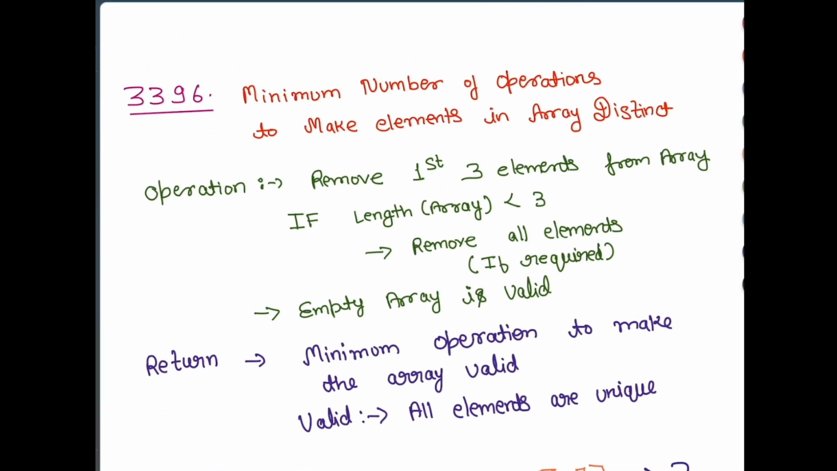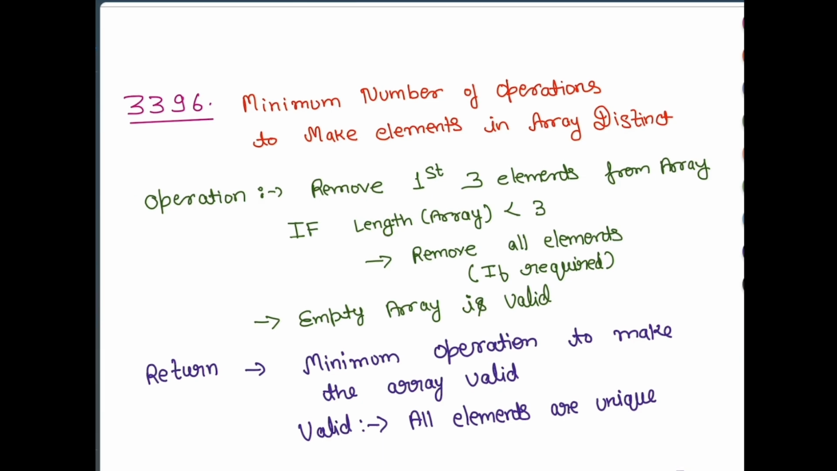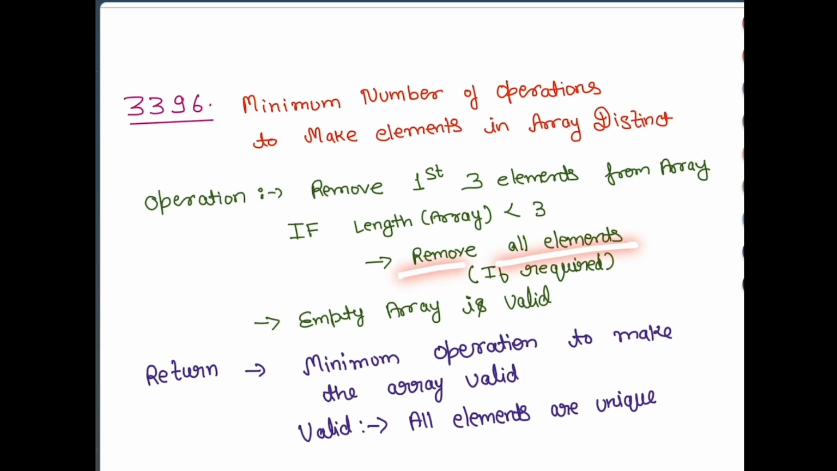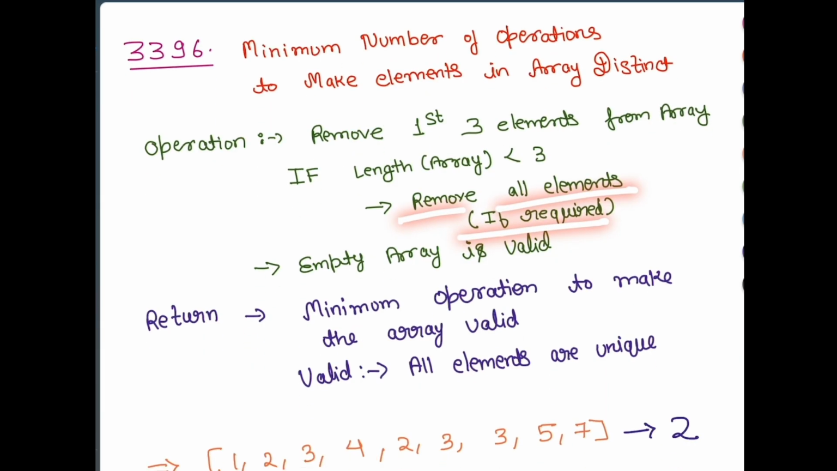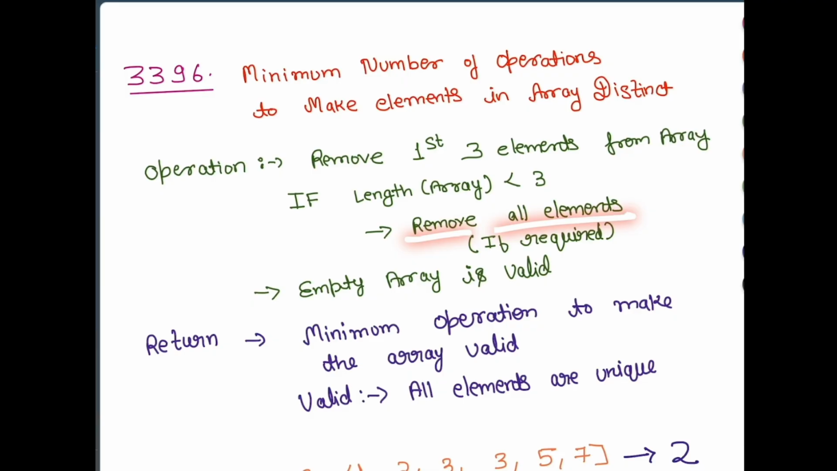Now let me tell you one important thing: if the length of your array is less than 3, like what we have seen here, 4 comma 4, the length is 2, right? In that case, you can remove all the elements if it is required. So in this particular input, the elements left were 4 comma 4, and we have to make this valid, so it is required to remove these elements. So in this case, you can remove all the elements because it was required.